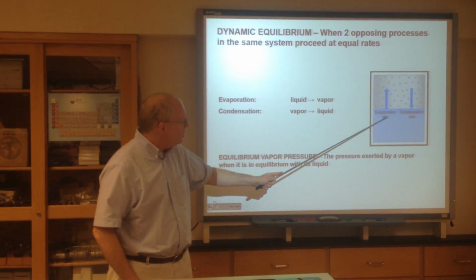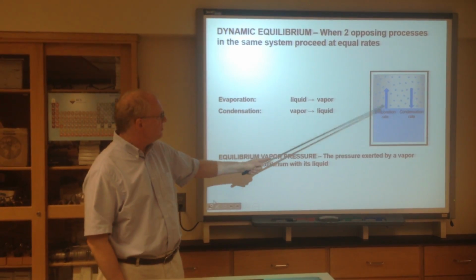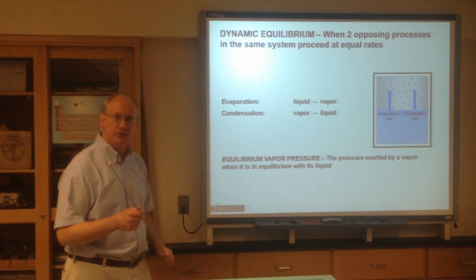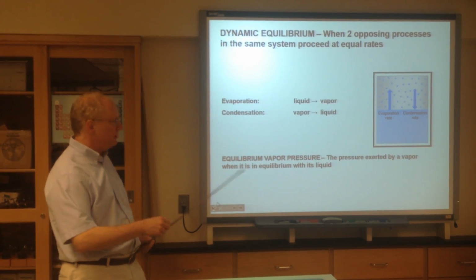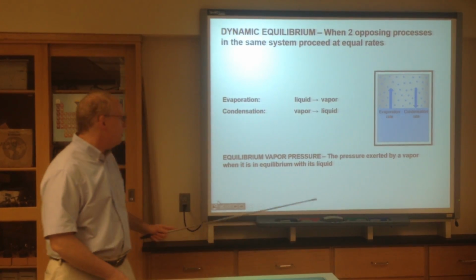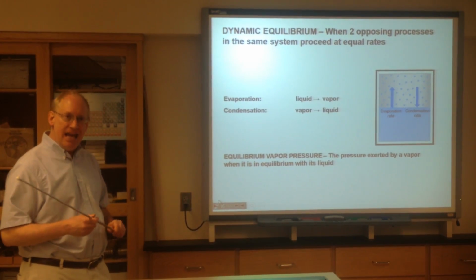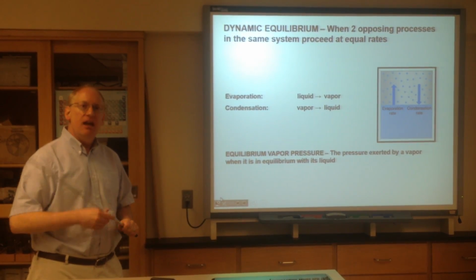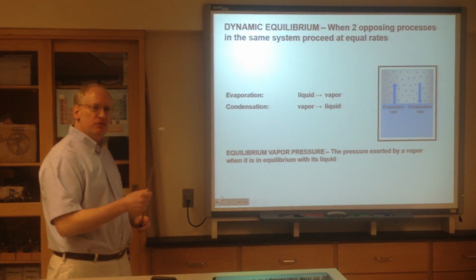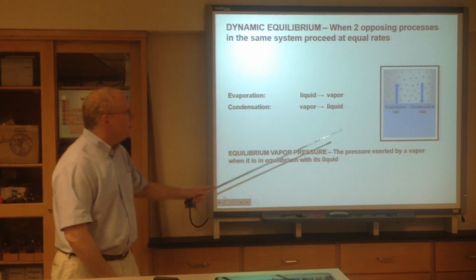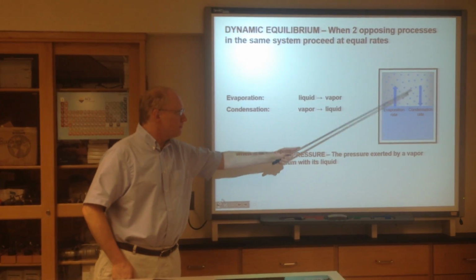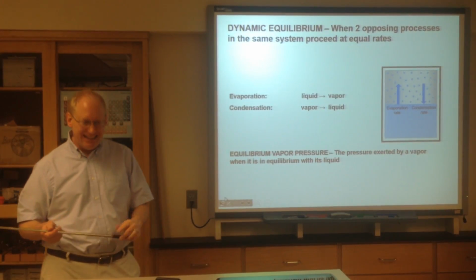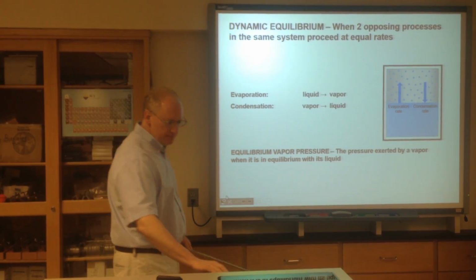So you have these two opposing processes, molecules going from liquid to vapor and vapor to liquid, occurring at equal rates, and it looks like what's happening is no change is occurring. But in fact, both processes are still going on, and you've reached what's called a dynamic equilibrium, where the two opposing processes proceed at equal rates and exactly cancel each other. In this case, we call the vapor pressure reached here the equilibrium vapor pressure, and again, this is just an example of a dynamic equilibrium.